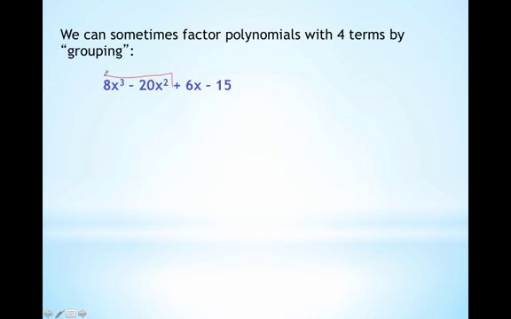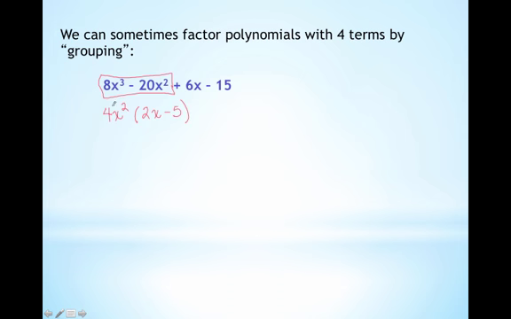So I'm going to take these 2 right here and see what I can pull out that would be common to both. Well, I've got my 8x cubed, which is going to have a 4x squared in common with my 20x squared. When I take that out, I'm going to get 2x minus 5.